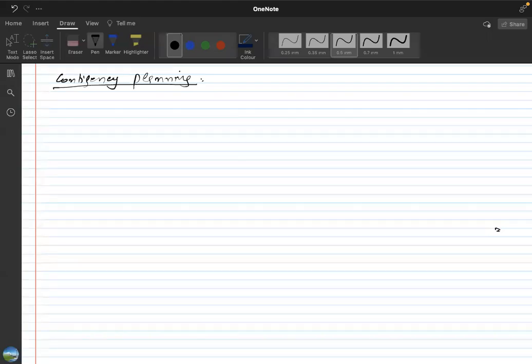Okay, we're going to study the topic of contingency planning today. What is contingency planning and how is it done? Before we start, we need to understand that there are lots of unexpected events that happen when we are doing business. Some are in our control, and some of the events are not in our control. So, how do we plan for those events and how do we react to those situations?